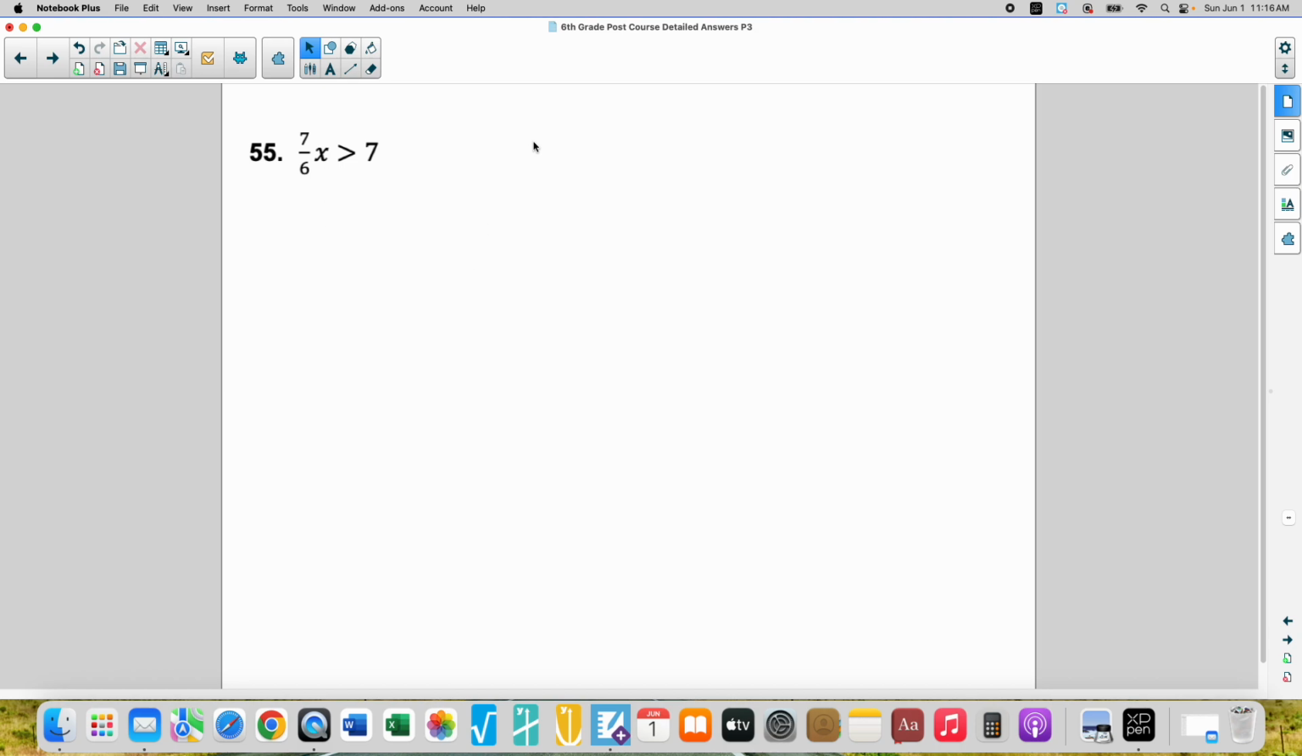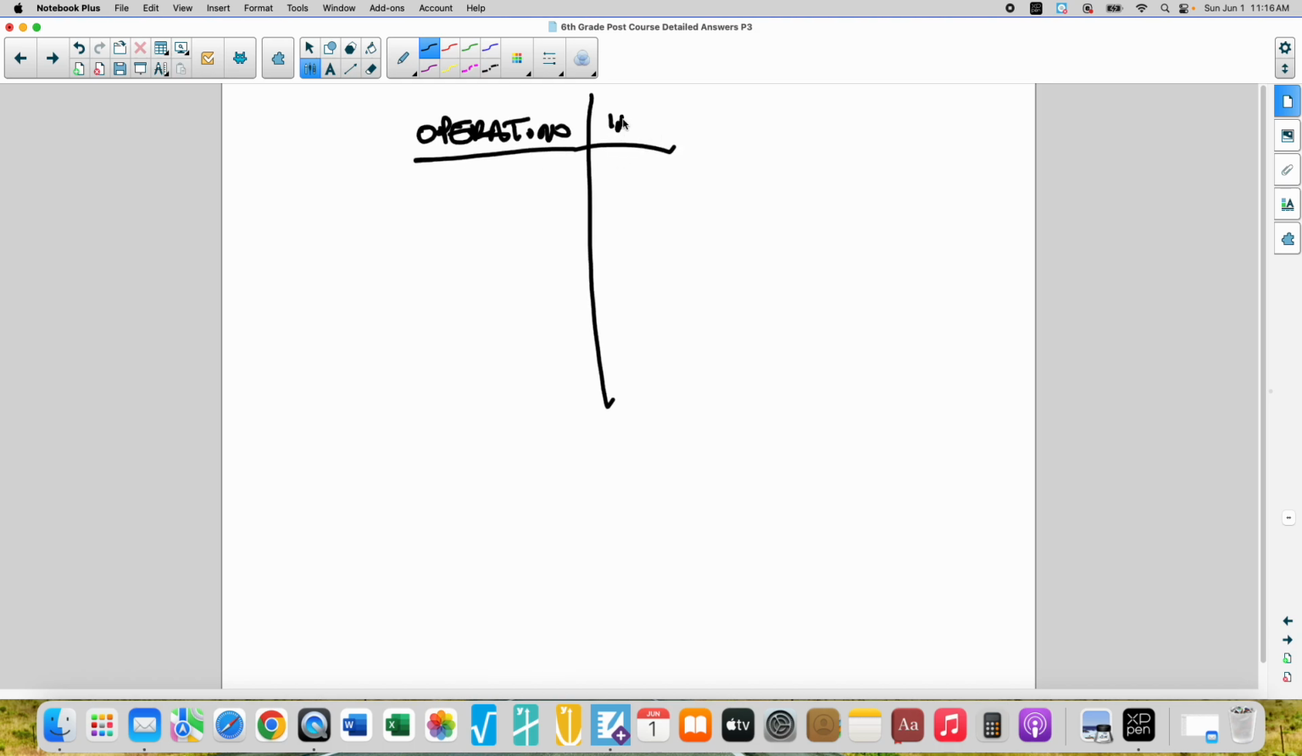Here, this is our first fractional problem. We haven't had a fraction multiplying a variable. So when we talk about inverses, let's do this. The operation, and then the inverse of that operation. Addition is easy. The inverse of addition is subtraction. The inverse of subtraction is addition. Those are super easy. We know those real easy.